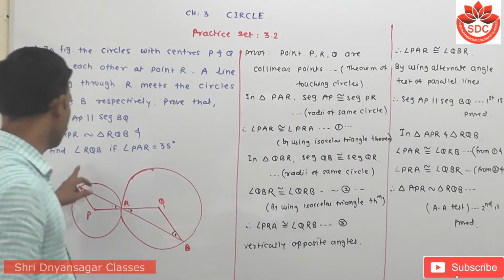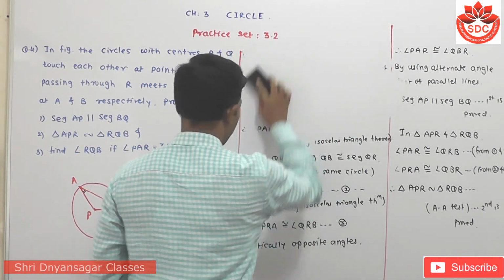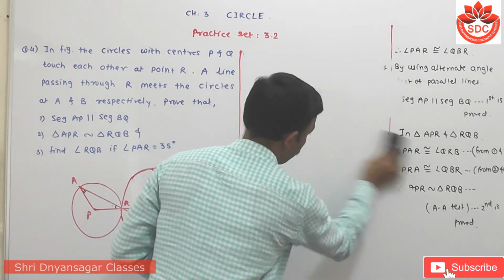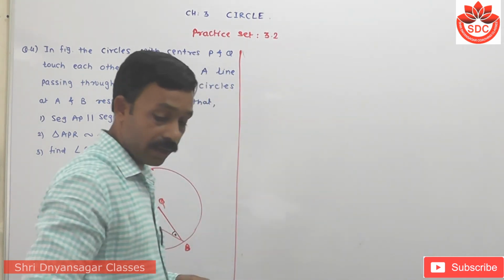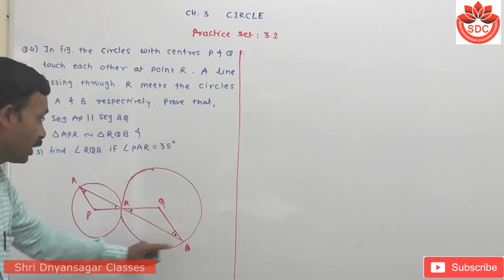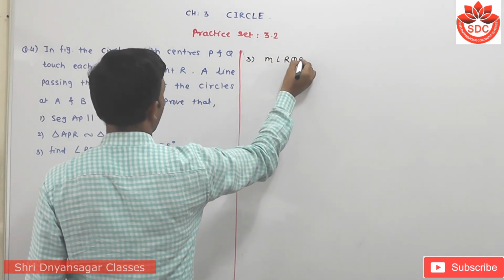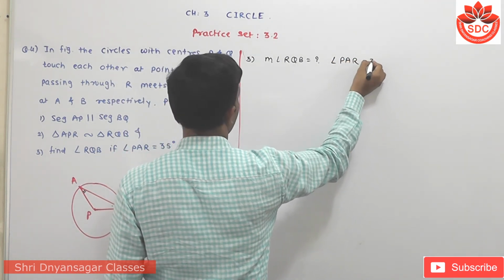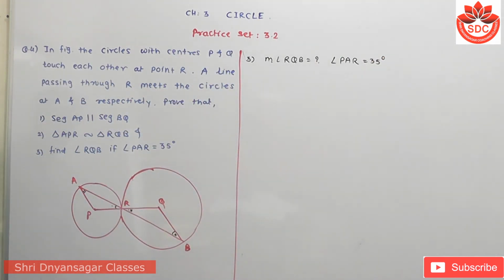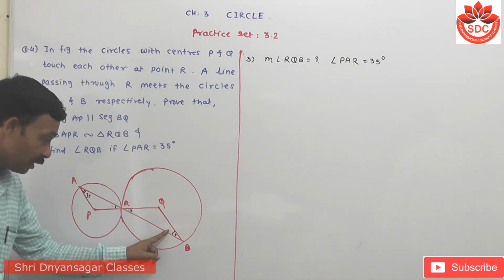Now student, for finding the third value, RQB, I have cleaned this board. Now the third point is, here we have to find out the value of RQB. Look at this, angle RQB. Measure of angle RQB is equals to question mark, if angle PAR is equals to how much? 35 degree. Look here, PAR is equal to 35 degree. This angle is congruent with this, and this is also congruent with this, which means that this and this angle are also 35 degree.